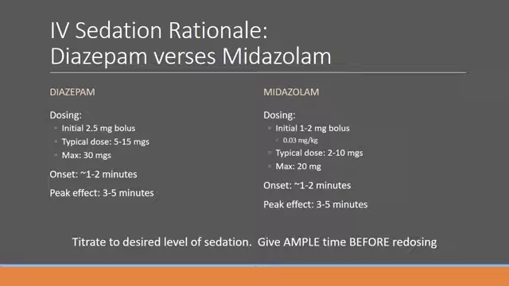The onset, though, is going to be right around 1 minute to 2 minutes. So that quick onset allows you to titrate and dial in right to the depth of sedation that you want. The peak effect should take effect in about 3 to 5 minutes. If we look at midazolam, it's relatively similar. For the dosing, you're going to start off with 1 to 2 milligram boluses. And then, typically, to calculate a nice starting initial bolus, you can use 0.3 milligrams per kilogram.